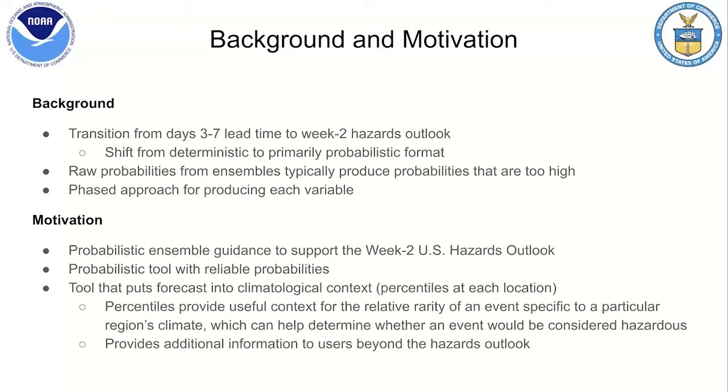As I mentioned, when we shifted from the 3 to 7 day outlook to the days 8 to 14 day outlook, we needed to have it in probabilistic space, and we needed reliable probabilities. We also needed a tool that put these forecasts into a climatological context, so we needed percentiles at each location. The reason that's helpful is that it provides useful context for the relative rarity of an event. It tells you how frequent this upcoming potential event could be, and that helps forecasters understand how impactful an event could be.